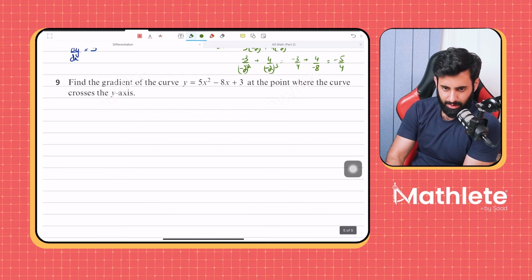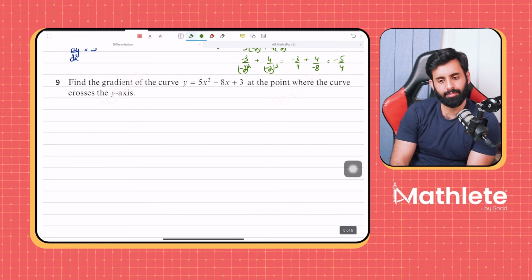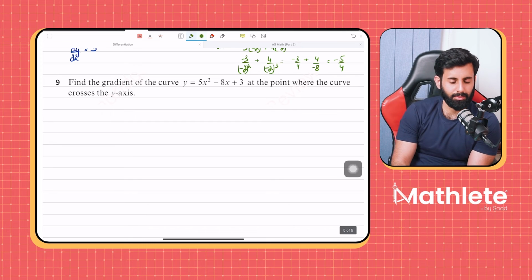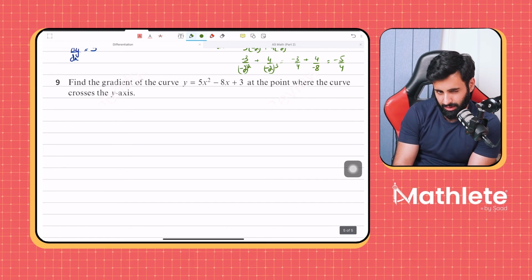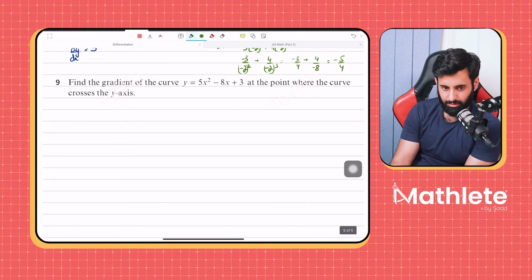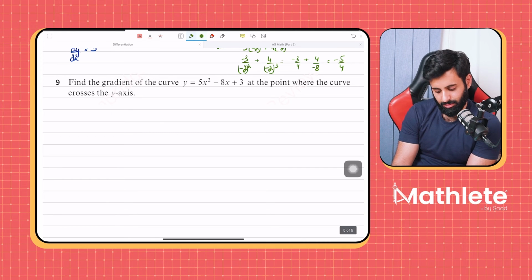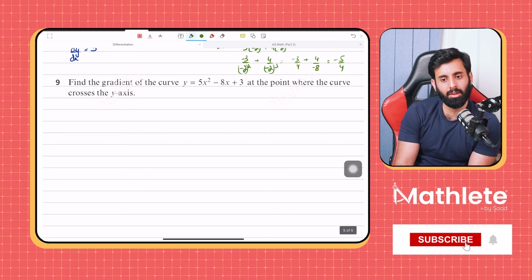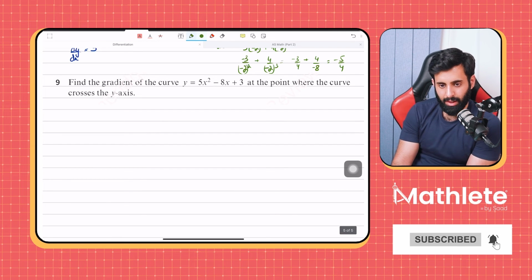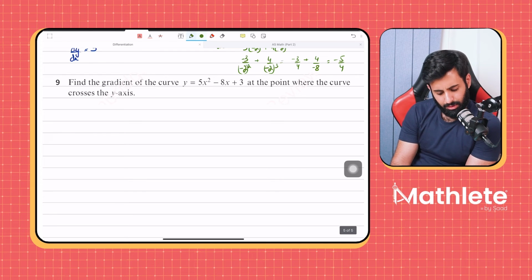So how exactly are we going to do question number 9? You think question 9 has enough information, or you think there's something missing? All right, if you think it has enough information, x equals 0. How do you know that? The question doesn't say that anywhere. The curve crosses the y-axis. Yes. Okay, so we're not assuming that x is equal to 0. The curve is crossing the y-axis, which means at that point x equals 0.